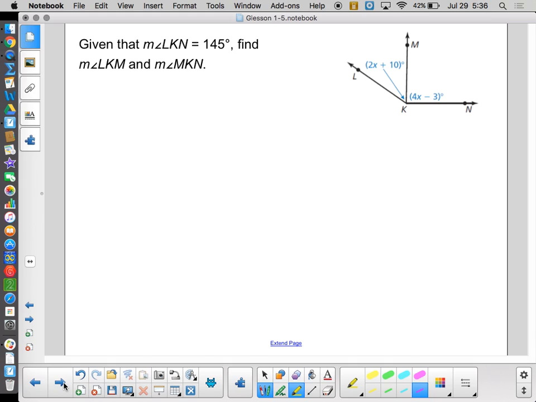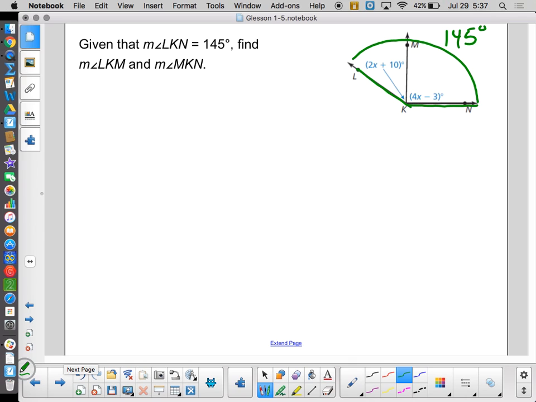Which leads us to our next problem, which dives into a much heavier algebra concept. It says, given that measure angle LKN is 145, let's indicate that on our drawing. LKN, the whole thing, is 145 degrees. Find the measure of the two smaller angles. Now, again, we've seen this before. I have two algebra expressions. The last time we did this, we were working with midpoints and bisectors, and we just set those two algebra expressions equal to each other and solved it and went on our merry way.